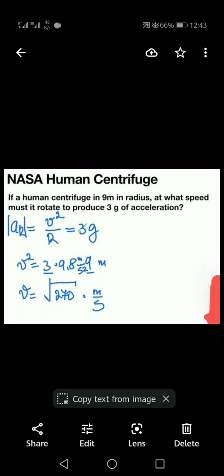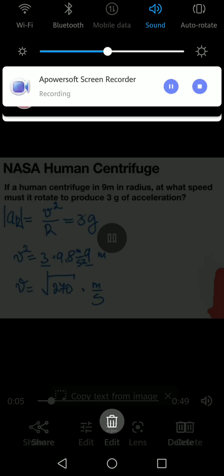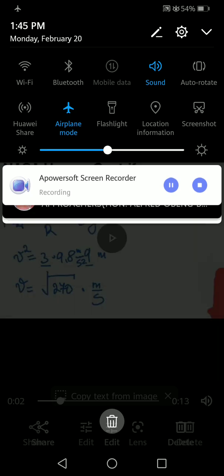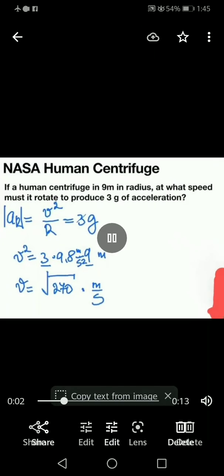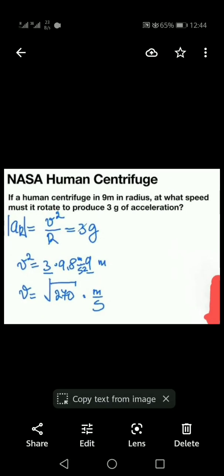So simplify the square root of 270 and leave your answer in the comment section.